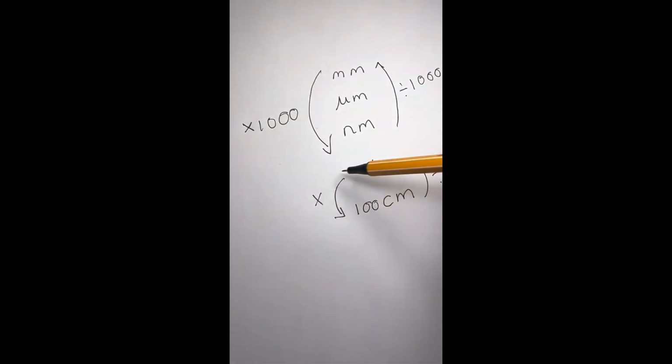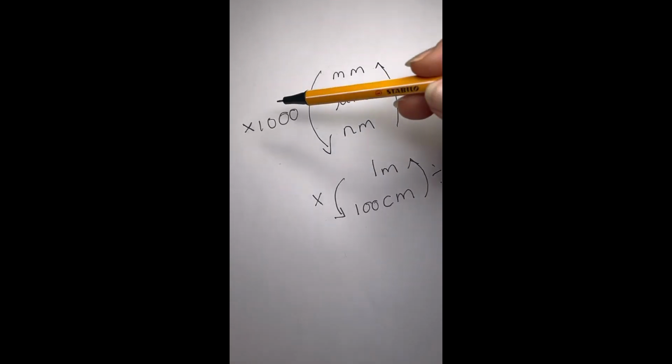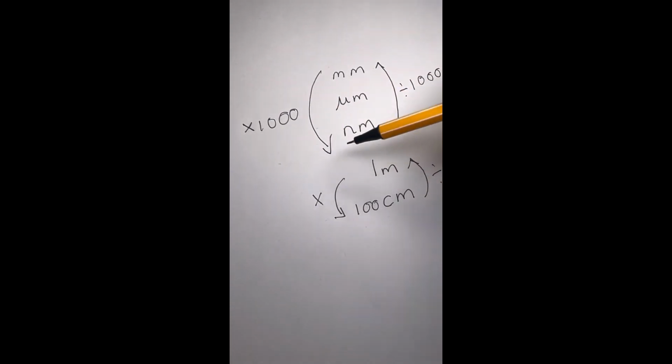Now concentrate on this equation. All we have to do is follow our instructions. To go from millimetres to micrometres, you times by 1000. To go from micrometres to millimetres, you divide by 1000.